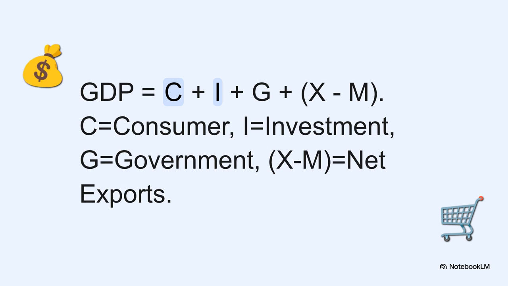C is for consumer spending. That's you and me buying coffee or a new phone. I is for business investment in things like new factories or technology. G stands for government spending on stuff like roads and public services. And then you add net exports, which is just what the country sells to the world minus what it buys from the world. Simple as that.